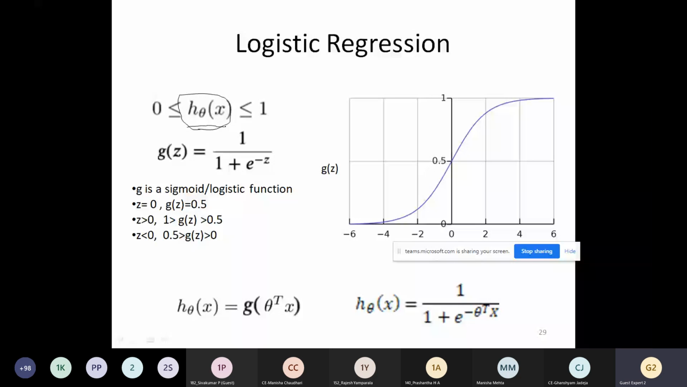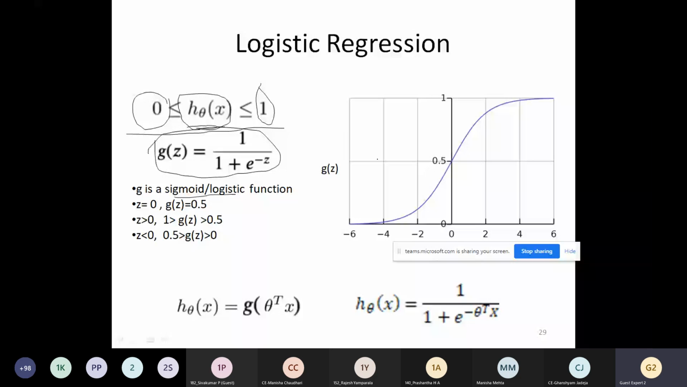Our regression function should be created in such a way that it gives a value between 0 and 1. Why? Because our classification problem has a target value of either 0 or 1 in the case of binary classification. So we want h of theta x to be between 0 and 1. Now how can we do this? For that we are using the logistic or sigmoid function. So here g(z) is a sigmoid function that is equal to 1 upon 1 plus e raised to minus z. And the graph shown in this slide is the graph of the sigmoid function.